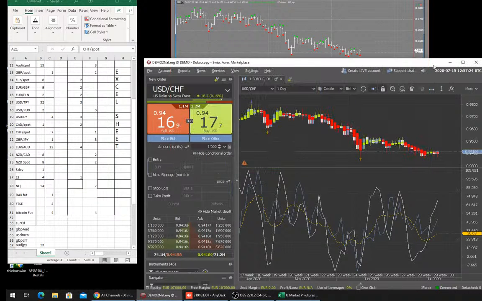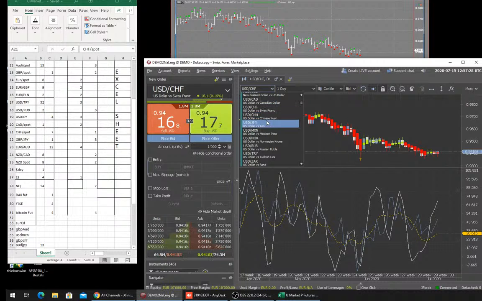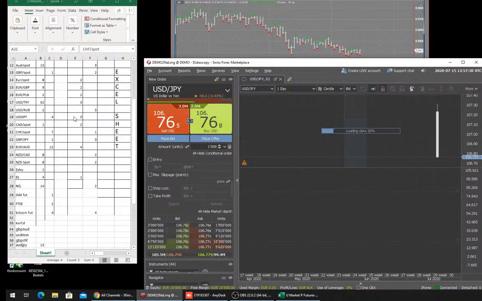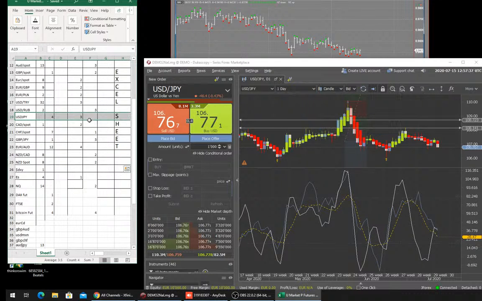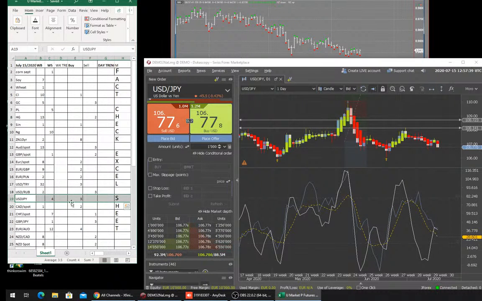All right, now let's drift over and see what the yen's doing. We haven't seen the yen in a couple of days. There's the yen. Up on the fact check spreadsheet right there, you can see we are 4 weeks in a sell and 3 days in a buy. Now you can see here this didn't catch the buy.